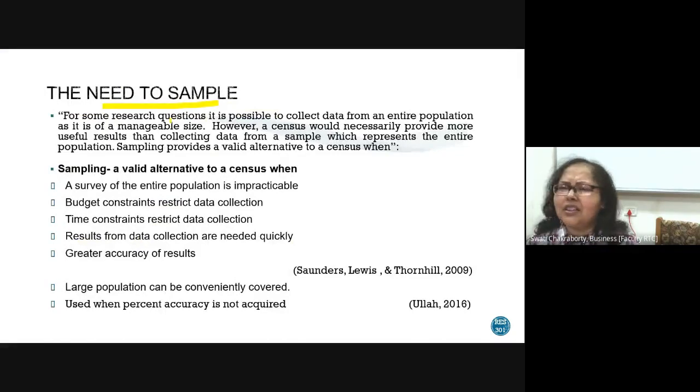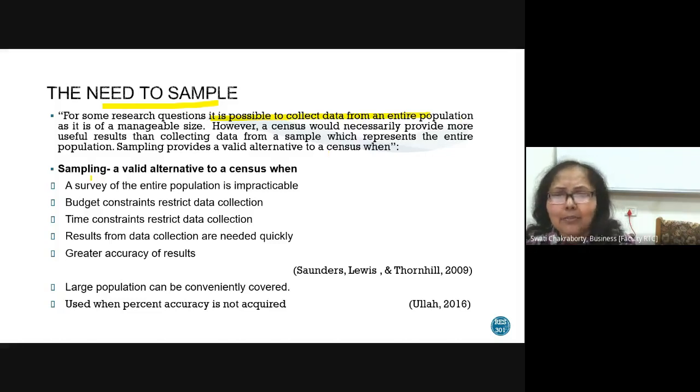So for some of the research questions, it's possible to collect data from an entire population, provided the population size is small and is manageable. There, a census would necessarily provide more useful results than collecting data from a sample which represents the entire population, right? But what happens when the population size is too big? Then it's wise to go for a sample which should be able to represent the entire population, and when you analyze the sample, you would be able to come up with your deductions about the entire population.